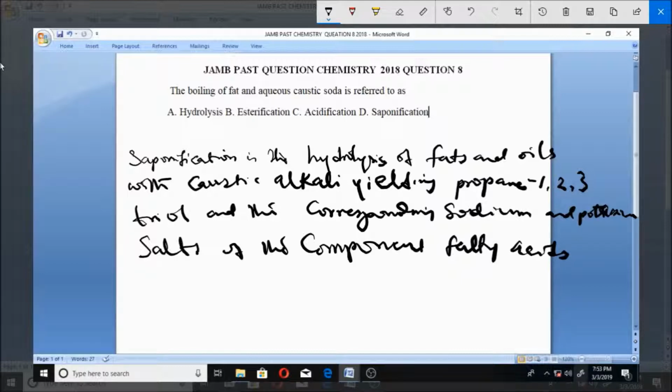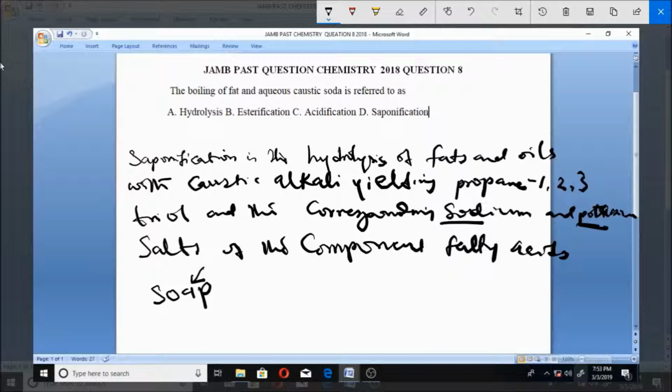So saponification is actually used in soap production. The sodium and potassium salts are the major components of soap. So we use saponification for soap production.